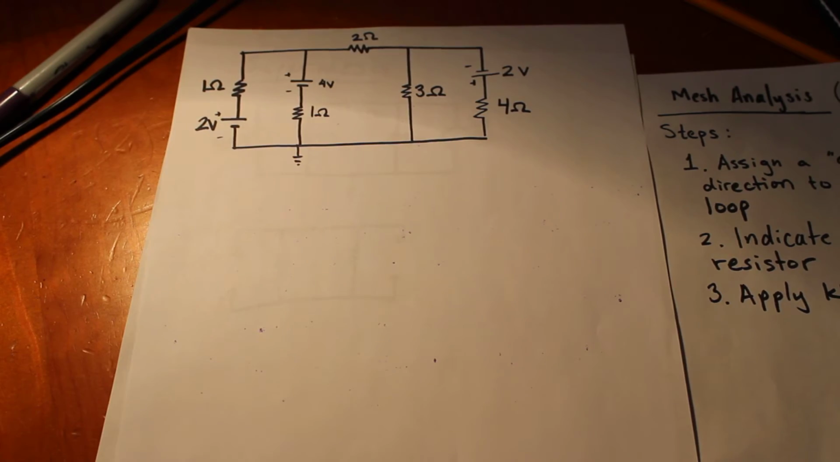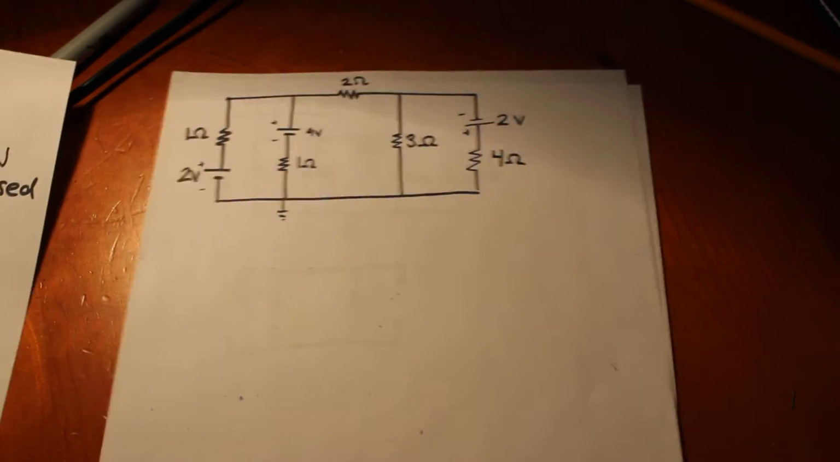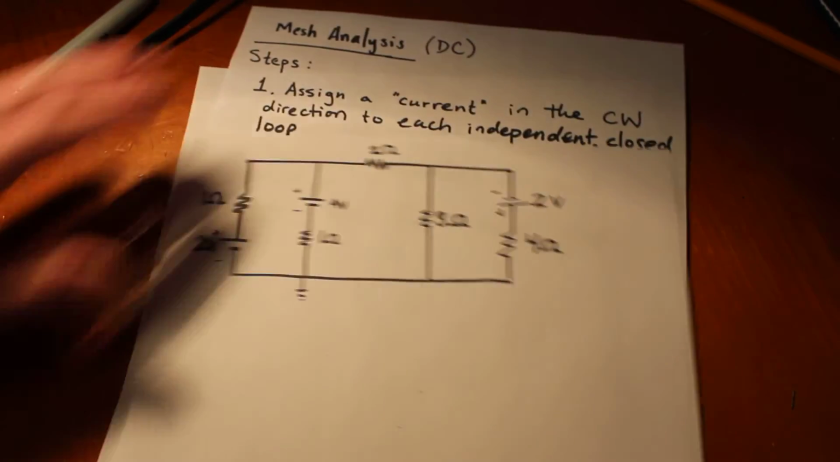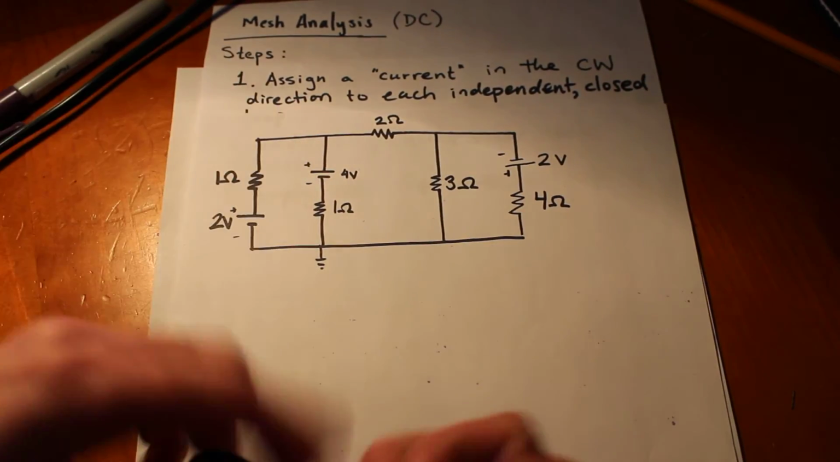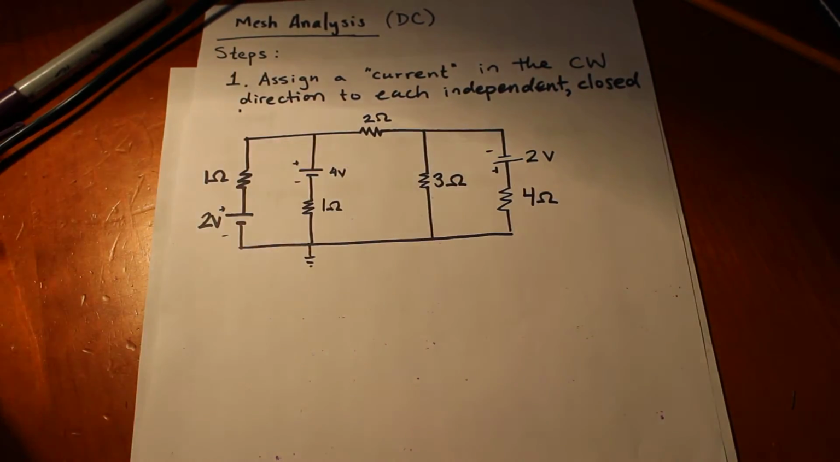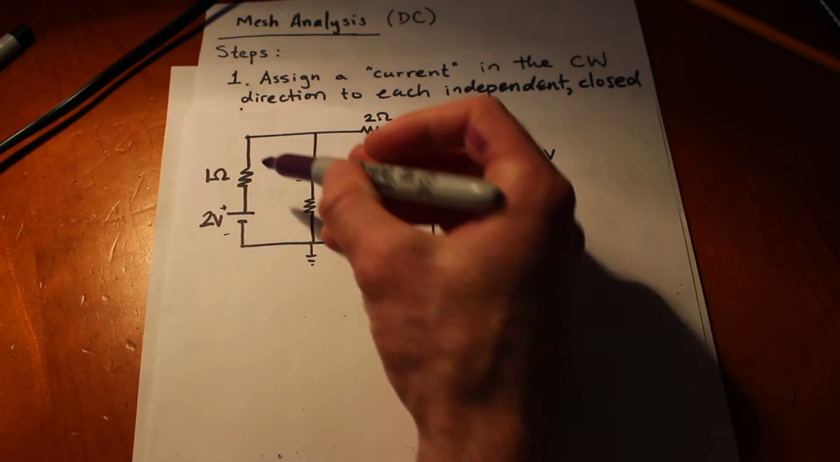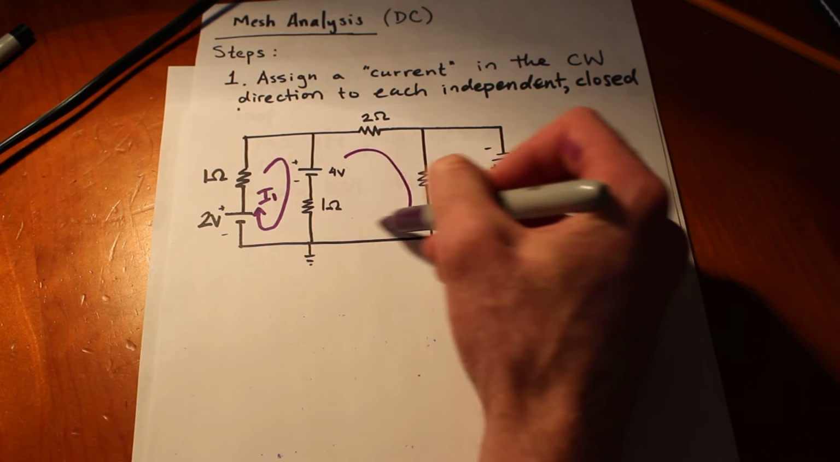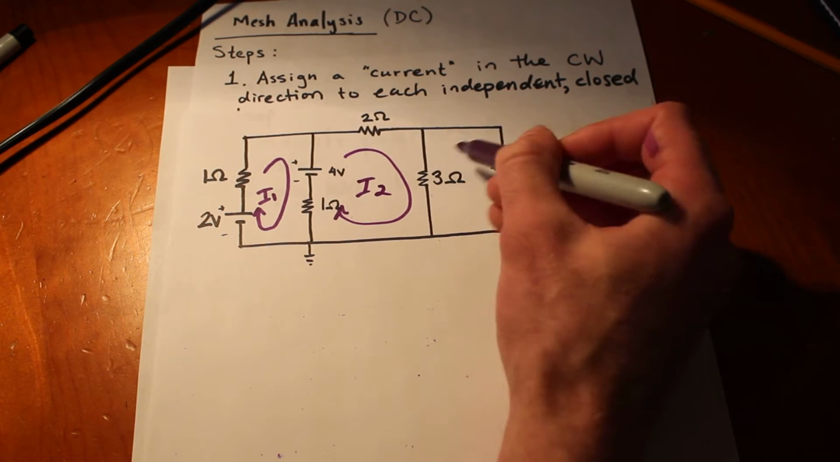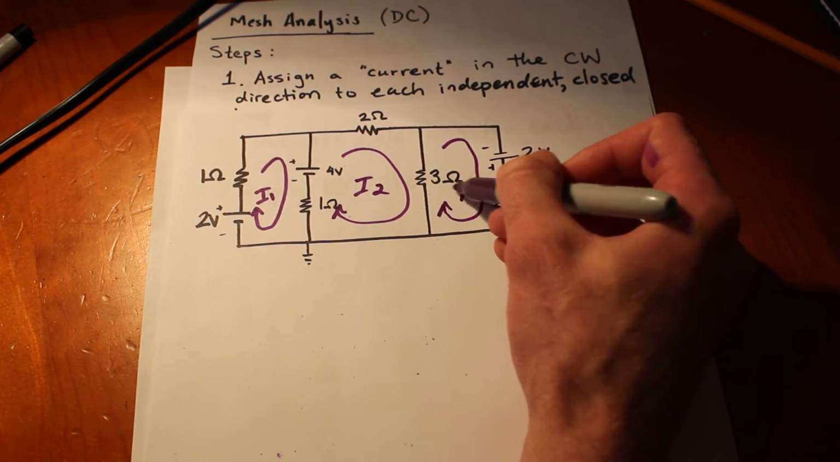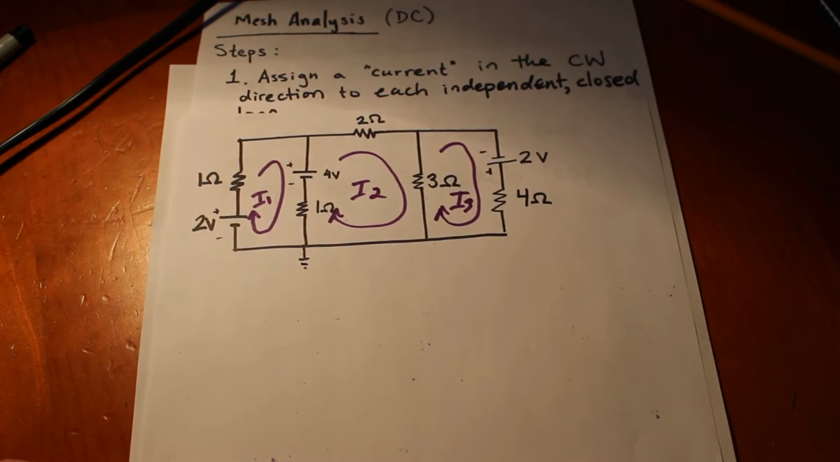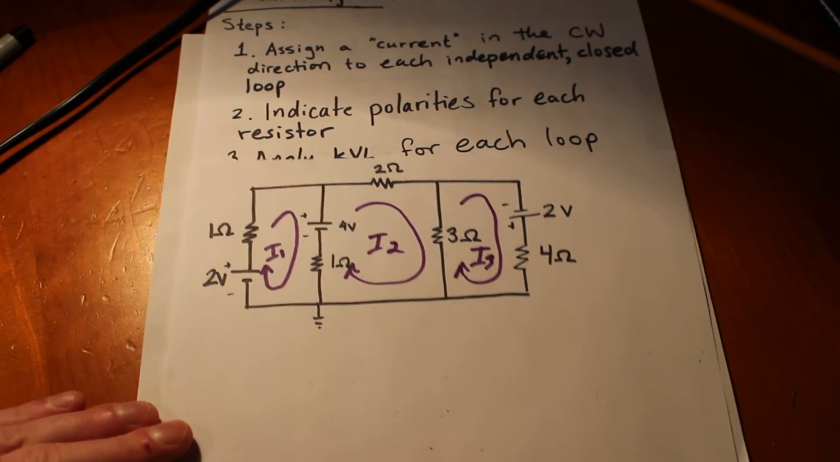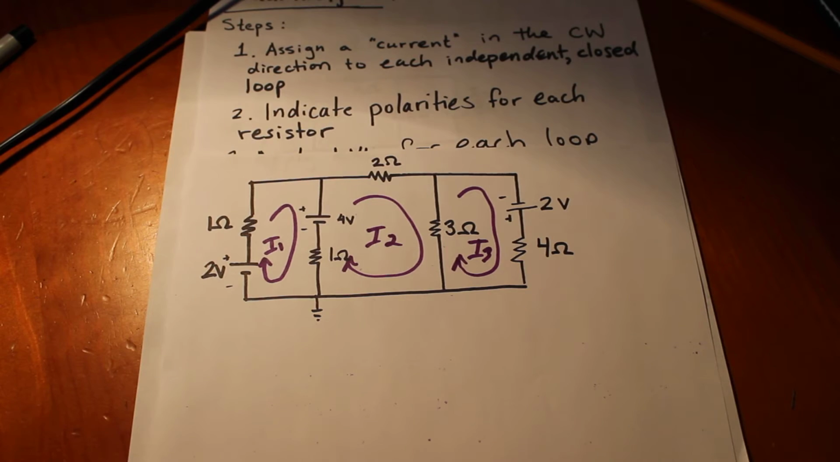First step, move this out of the way, or actually I'll put it right behind. The first step should be to assign a current to each one of these loops. So we have 3 loops. Everyone should be getting used to this by now. I1, I2, I3. Okay? And the next step is to indicate polarities for each resistor.